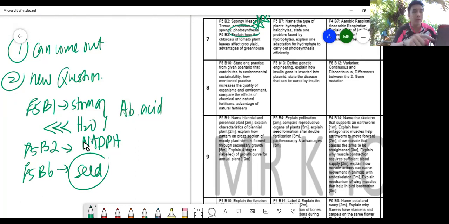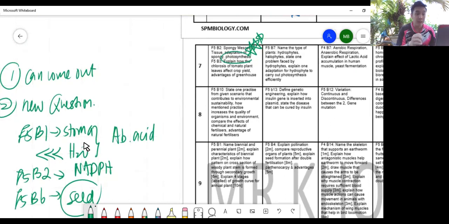Okay, guys. Now, a little bit more. Yeah, this is good. Use your highlighter. Please highlight. Compare effects of chemical and natural fertilizers. Advantage of natural fertilizers. I think this was very well asked. Let's refer to the question if you haven't done it yet. This was very well asked.